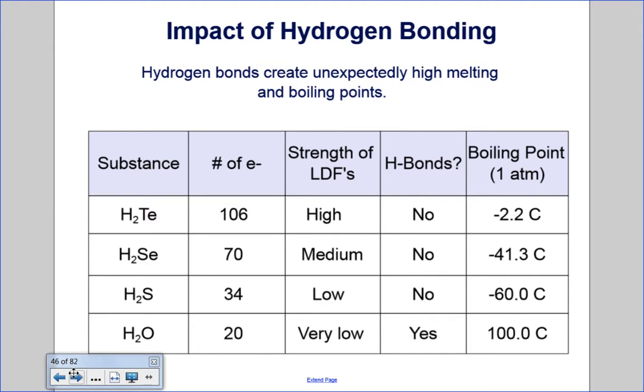But all of a sudden, pop oxygen, which is in the same group as tellurium, selenium, and sulfur, bond with oxygen, and all of a sudden the hydrogen bonding makes the LDFs low, because there are so few electrons, but the hydrogen bonds are very strong, making it much harder to break the forces, and water boils at 100 degrees Celsius because of hydrogen bonding.